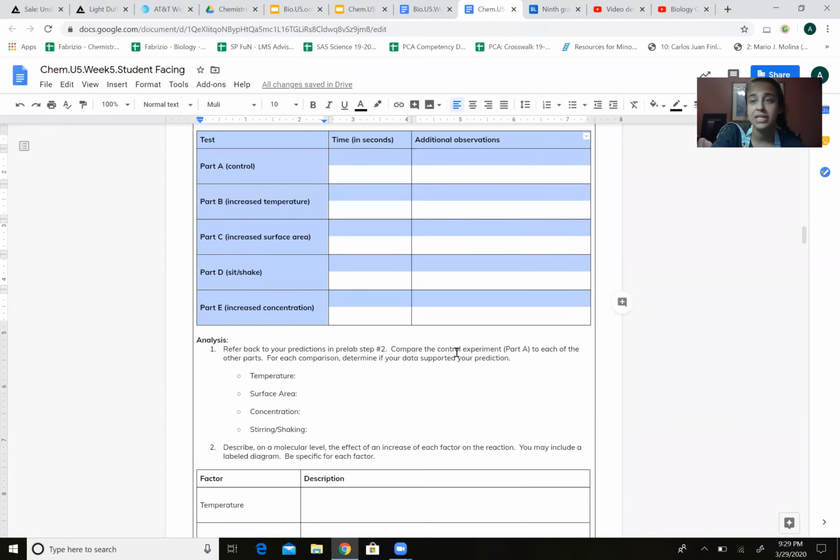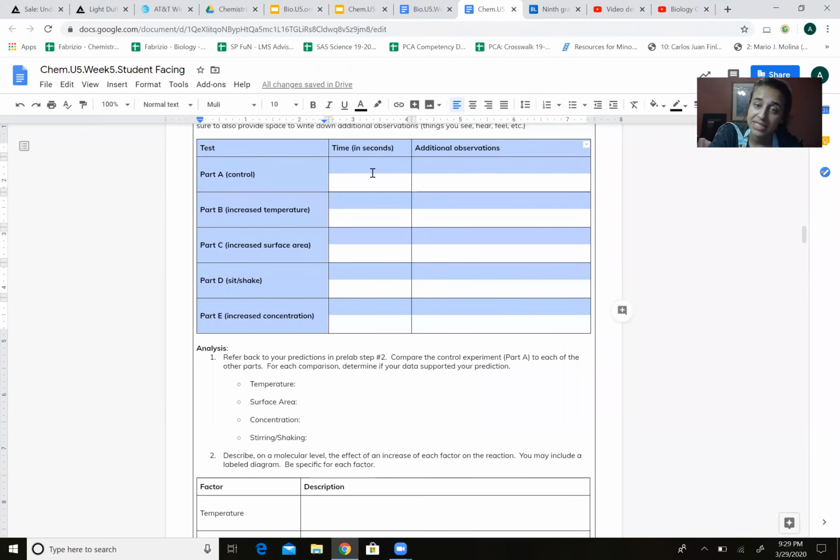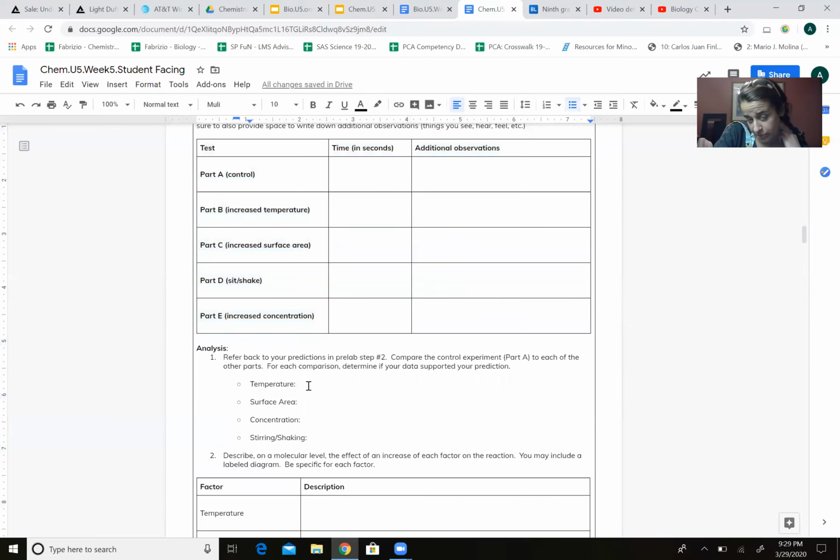We didn't make it too hot. We didn't make it higher concentration. We didn't shake it up or anything. So that's what that's referring to. So compare what we saw in time in seconds for control A to each of the others, the different variables that we were referring to. So part B, we were talking about increased temperature, surface area for part C, concentration for part D, and then stirring/shaking for part D. I'm sorry, I misspoke. Increased concentration was part E. So compare the control data to the rest of them, basically, is what you're doing.